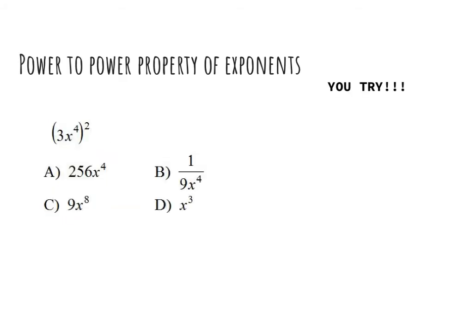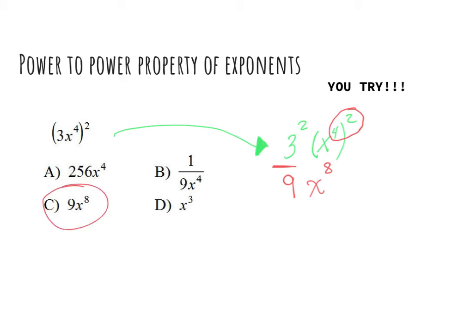Now you try. Select the correct response below. So remember that 2 that's on the outside is applying to the 3 and to the x to the 4th. So I rewrote it so I wouldn't get confused. Now I'm going to deal with the numbers first. So 3 to the second power means 3 times 3. So that's 9. And then x to the 4th power, and then that's raised to the second power. So I would multiply the 4 and the 2. So that's going to give me 8. A very common mistake is to add when you're supposed to multiply. So my correct answer would be C.